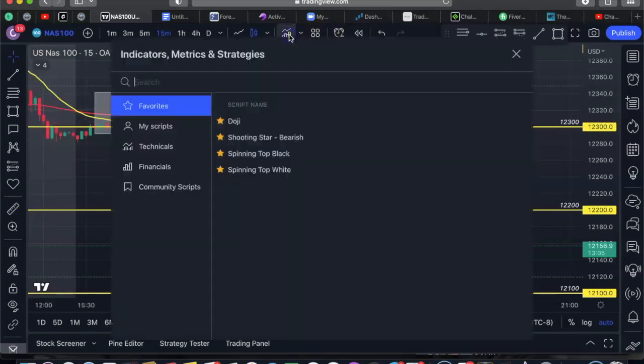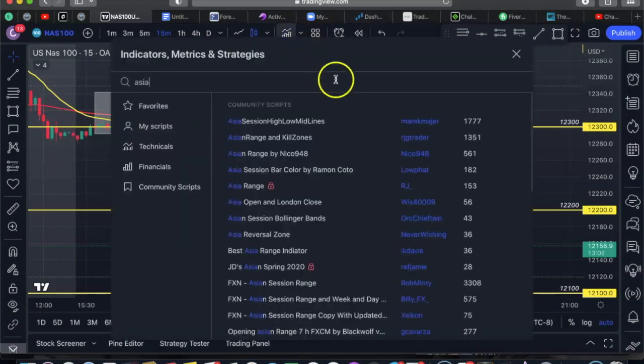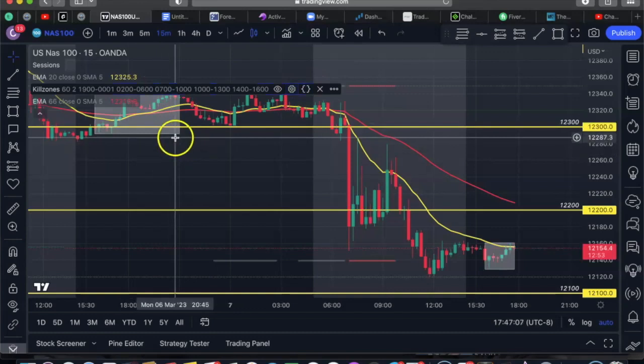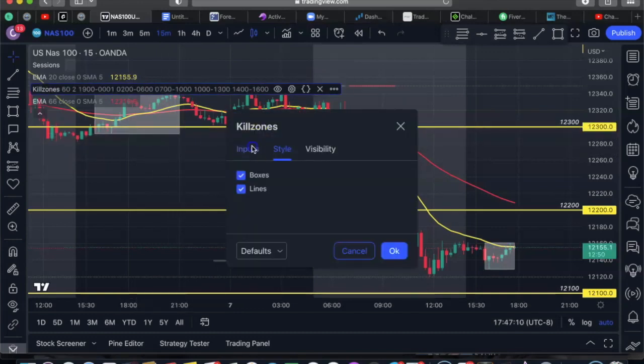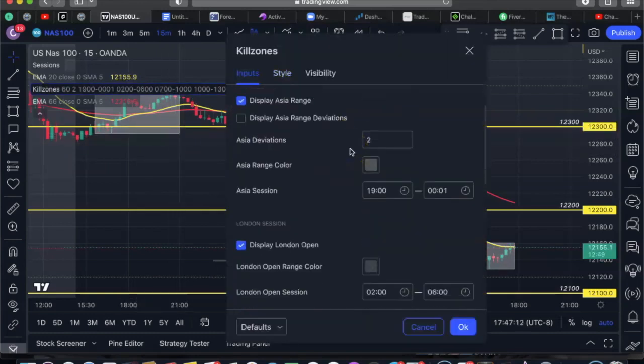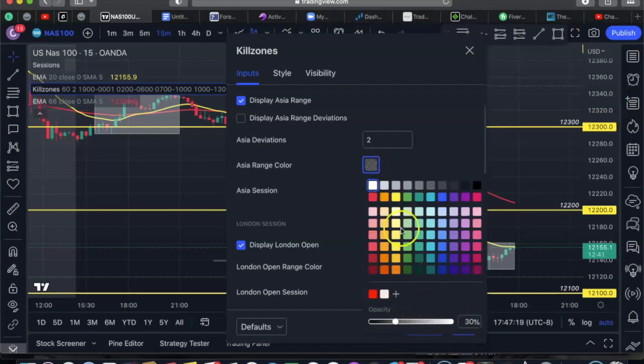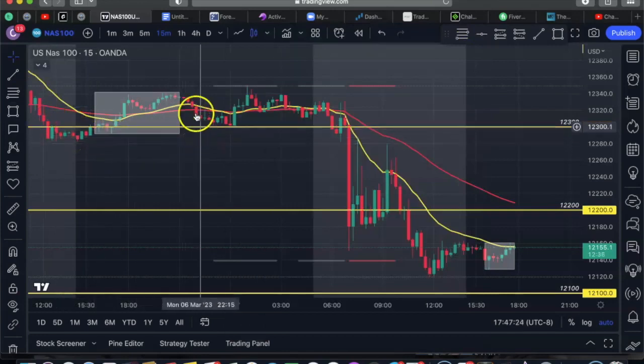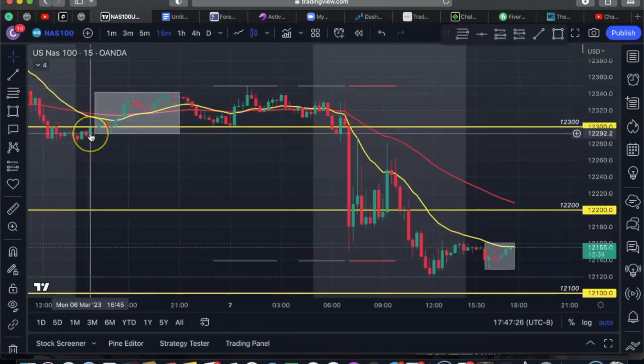So if I go right here, we're going to type in Asia and it's going to be right here, Asia range and kill zones. This is how I have my settings for that indicator. Okay, it's not going to go to it. Let me click right here. These are my inputs. I'm really only focused on the Asia range color right here. So I have the opacity at 30 in white. And this shade right here is deviating where the Asia range is.